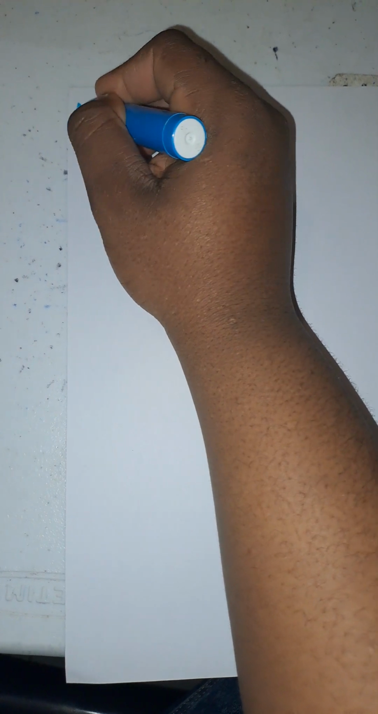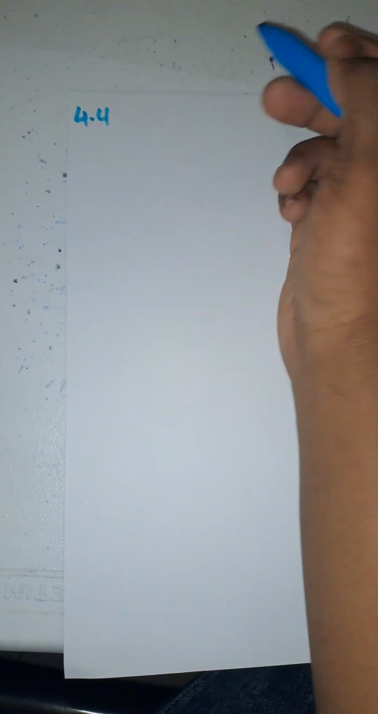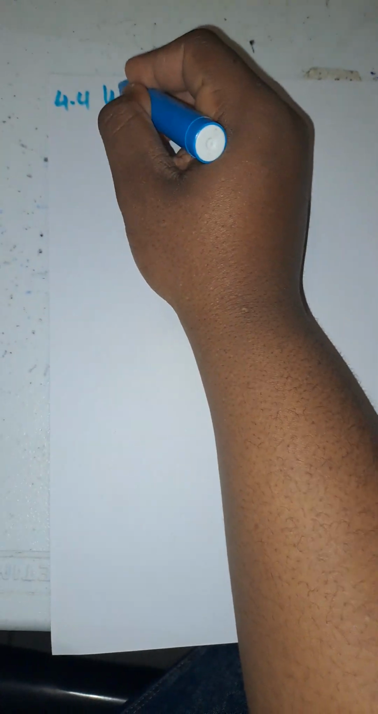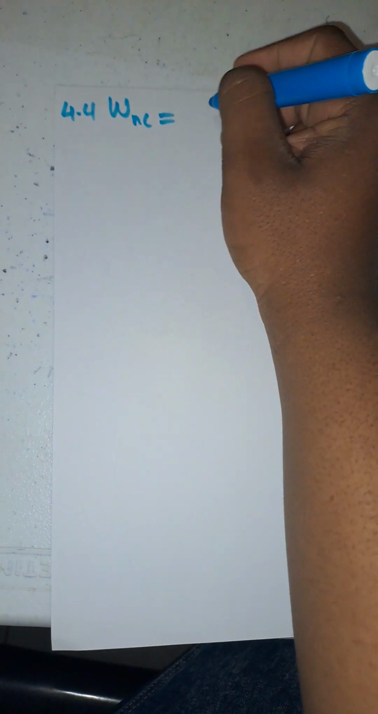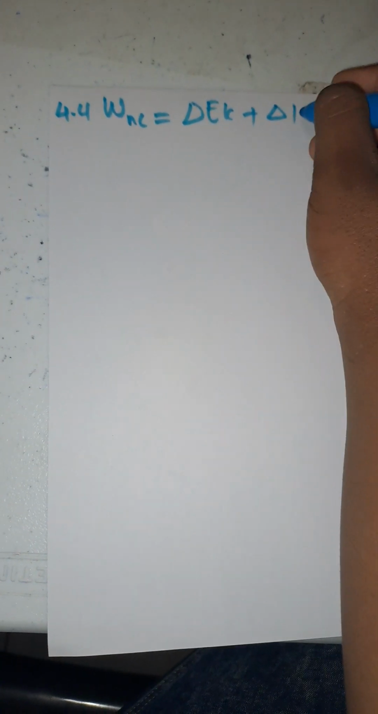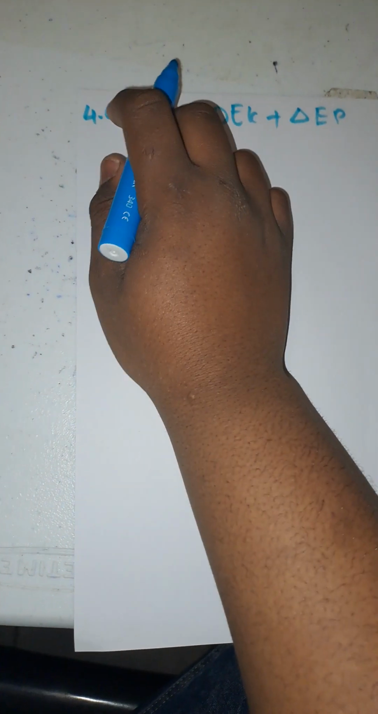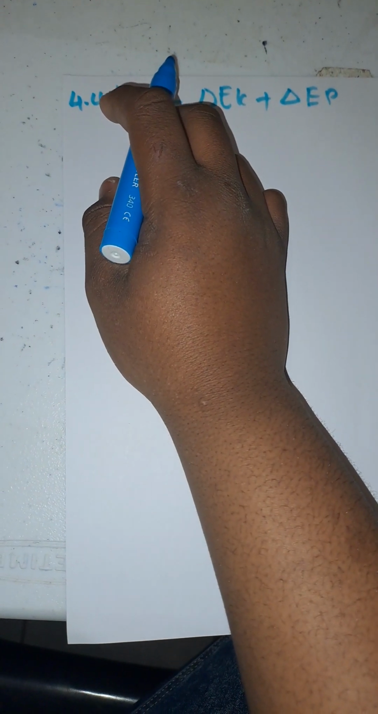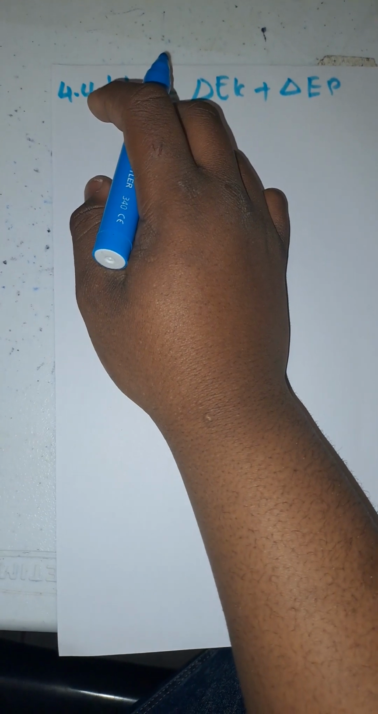Now, let's begin, since we are given some other things there. I already told you some of the things. Now, let's get on with the calculations for 4.4. I'm going to use this formula. There are many ways, but this one is short. The work done by the non-conservative force is equal to the change in kinetic energy plus the change in potential energy.